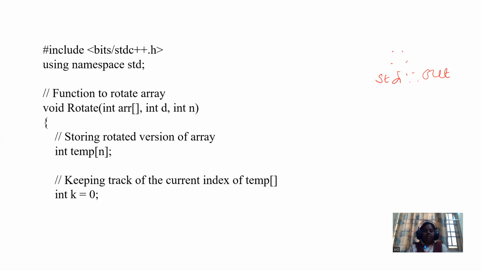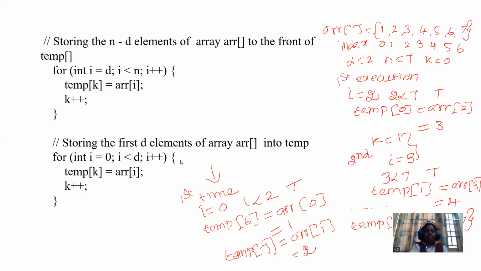Temporarily, the rotated elements will be stored in a temporary array. So we declare a temporary array of size n, and we keep track of the index value by assigning the variable k. The next step is to store the n minus d elements of the array into the temporary array. For this, first we have an array with the initialized values. The index starts from 0 to 6.